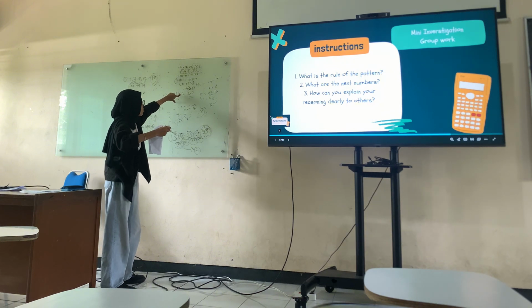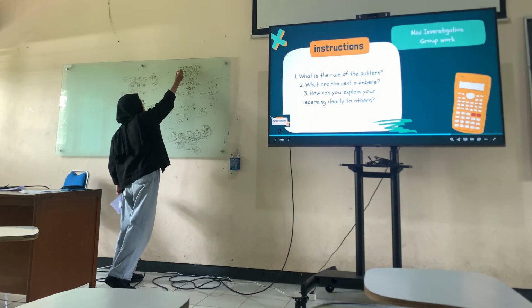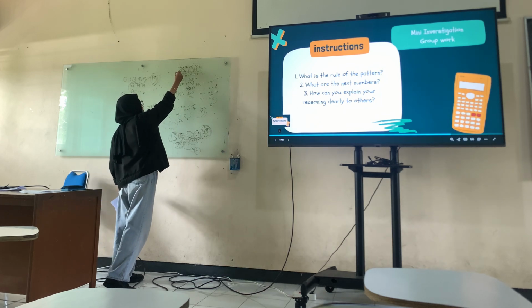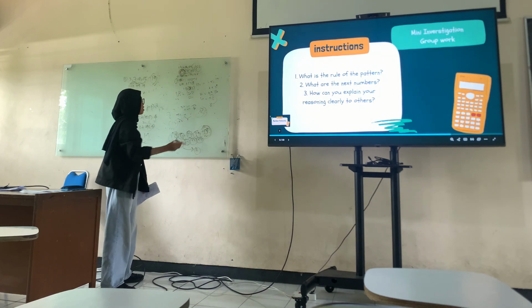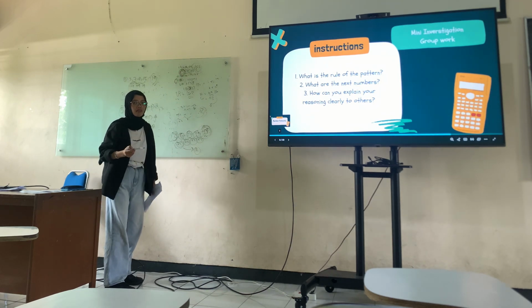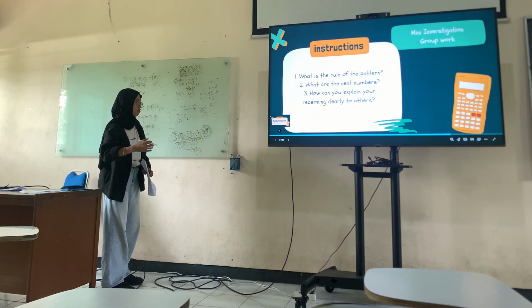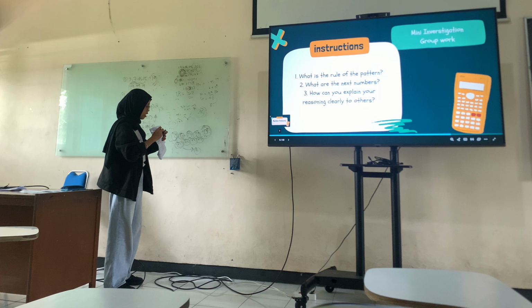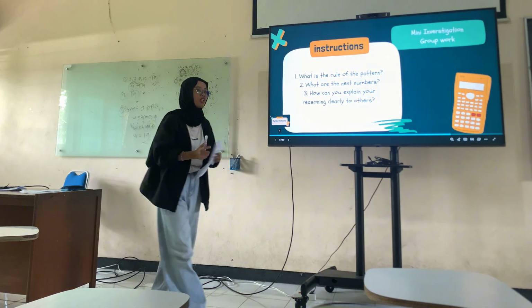Why is Jojo using the geometric formula? Because Jojo found that the pattern from one number to the next is multiplication. You still remember, right? In a geometric formula, each term is found by multiplying or dividing. Jojo made the right decision. Let's give applause to Jojo, everyone.